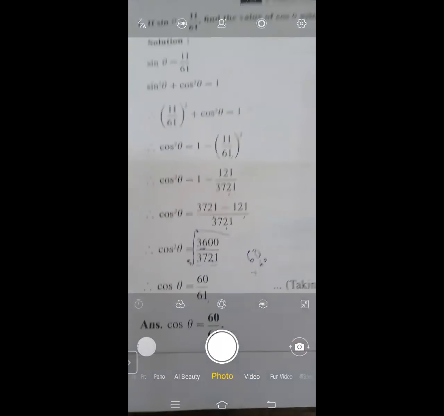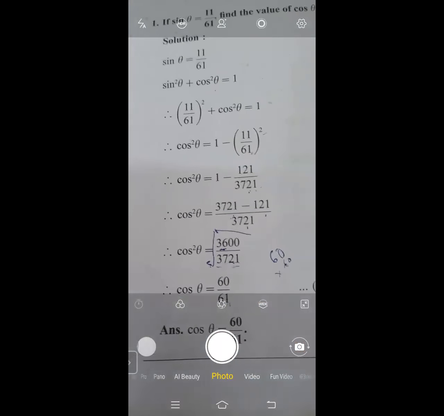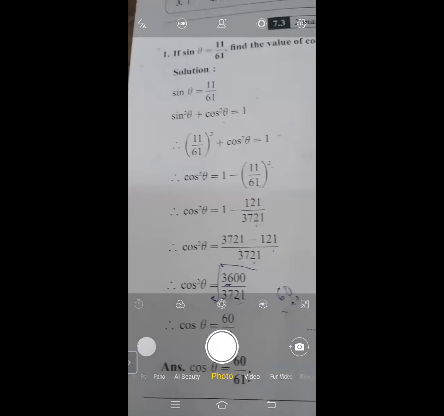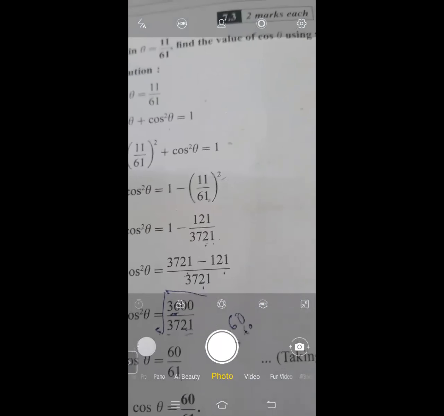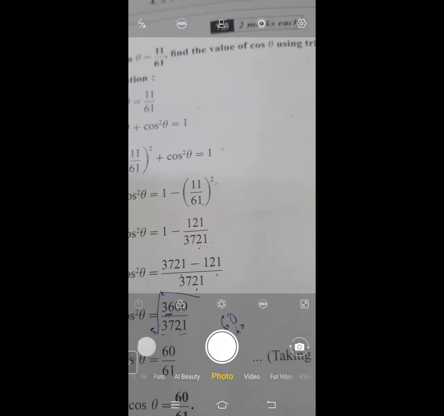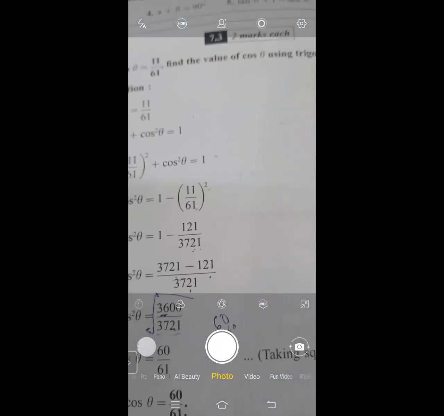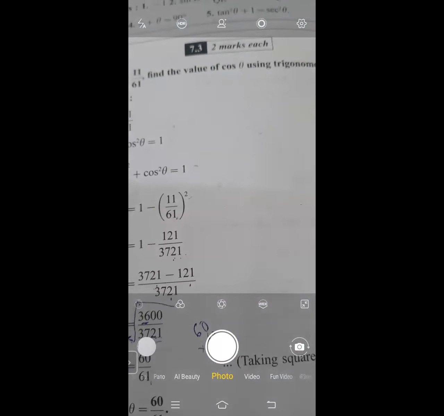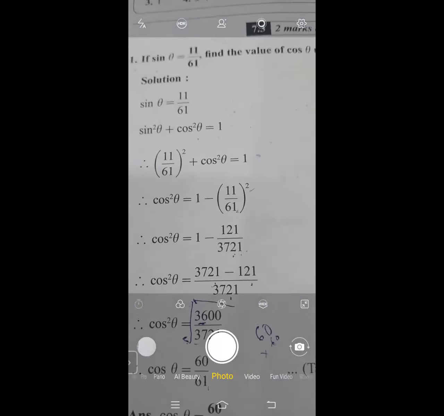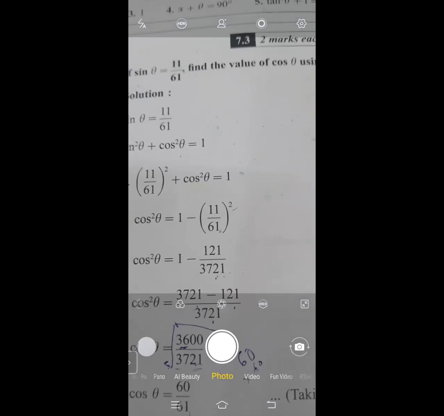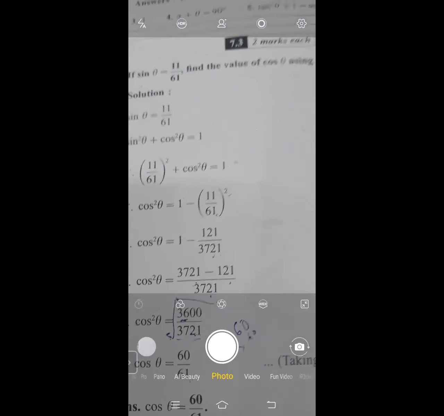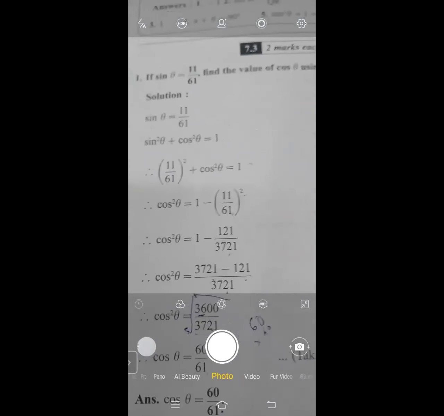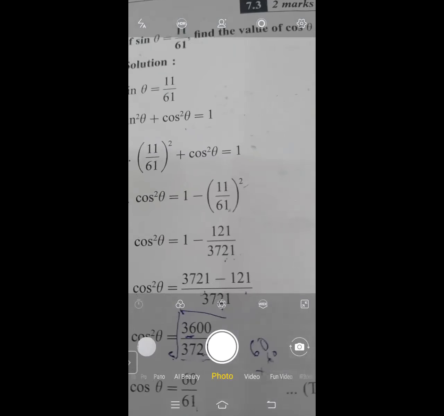We can verify our answer, as we know that sin theta is equal to opposite upon hypotenuse and cos theta is equal to adjacent upon hypotenuse. So the denominator of both the ratios is the same. So the value we have computed also has the same denominator as the given one. Okay, so for sin theta it was 61, and for cos theta, which we have computed, it is also 61. So our answer is correct.